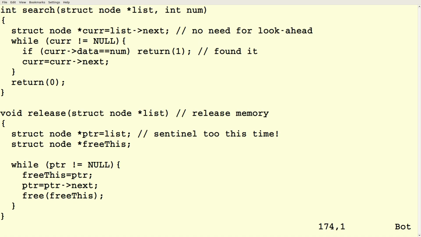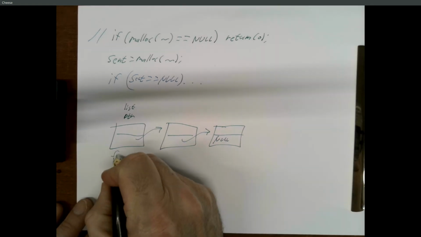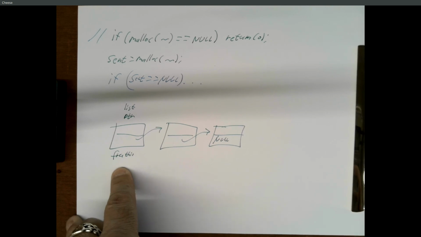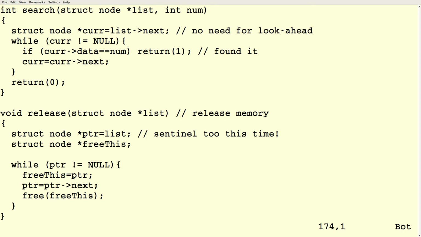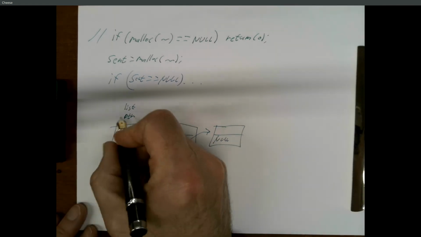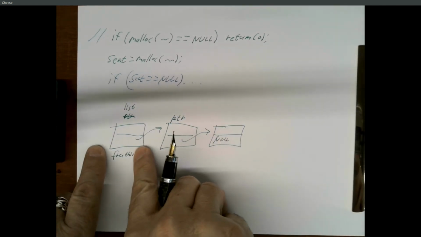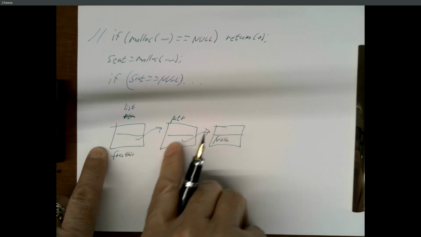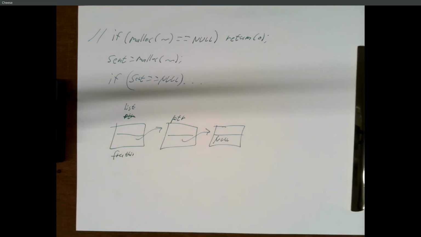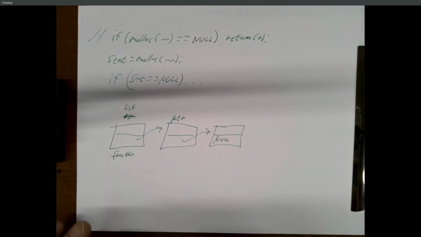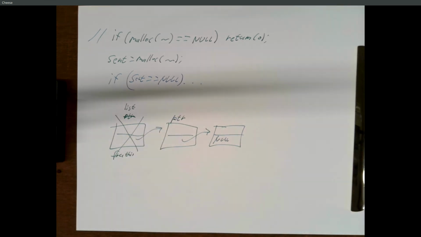And then while that is not null, well, that's actually referring to a node, we do the following. Free this equals pointer. So we say free this, and that's just going to remind us of the node we're about to free. And then we say pointer equals pointer next. So we change pointer to be the next node. And now we don't need to know this node's next field anymore. We've saved it so we can free that node called free this. So that's the bottom of the loop. Free this releases this from memory.